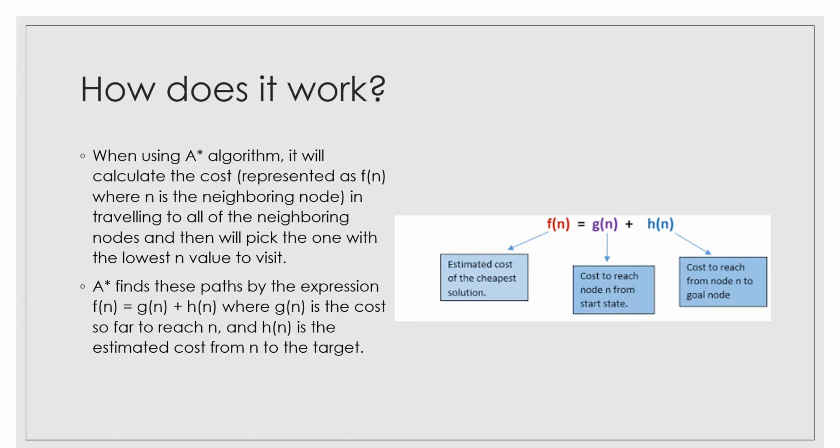And like we said previously with the graph traversal, it ignored g(n), which was the cost to reach n so far. And h(n) is calculating the cost from where you're at currently to the target by using the heuristic function.